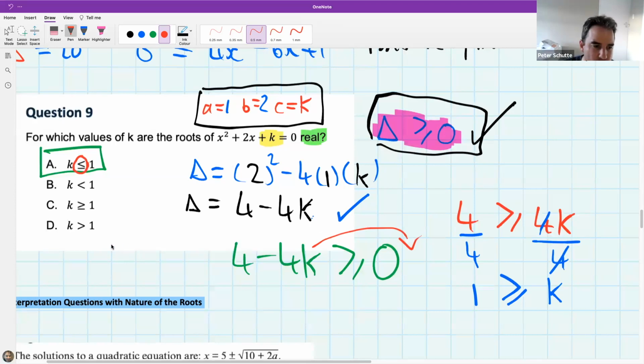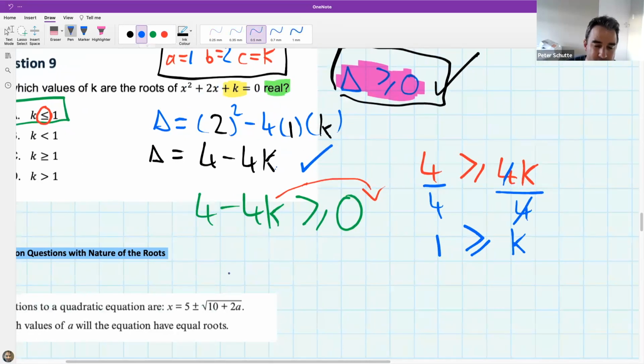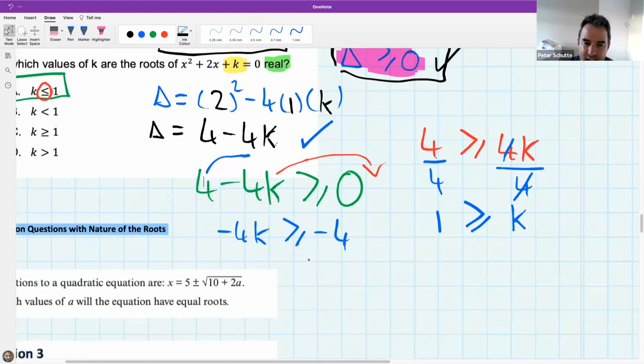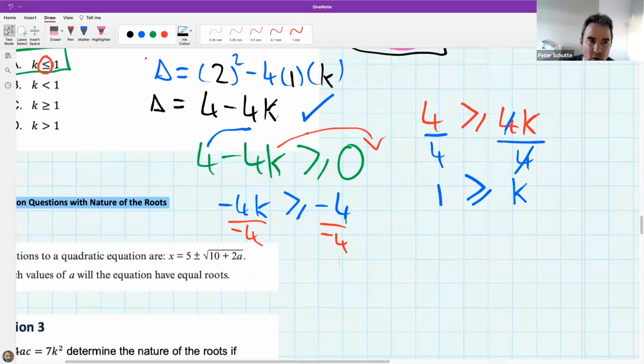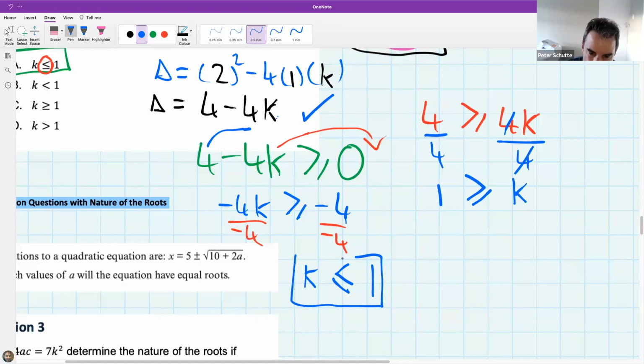For those who wanted to move the 4 across and divide by the negative, you still get the same answer. So I'll do it for you now. If I bring this 4 across instead, I get this. And now I have to divide by negative 4. This is where in an inequality, if you're dividing by a negative, you have to switch the signs around. So on this side, we have a k. The hungry mouth has to switch to the other side, and minus 4 over minus 4 is 1. And that's the same answer again, because the hungry mouth is going to the 1.